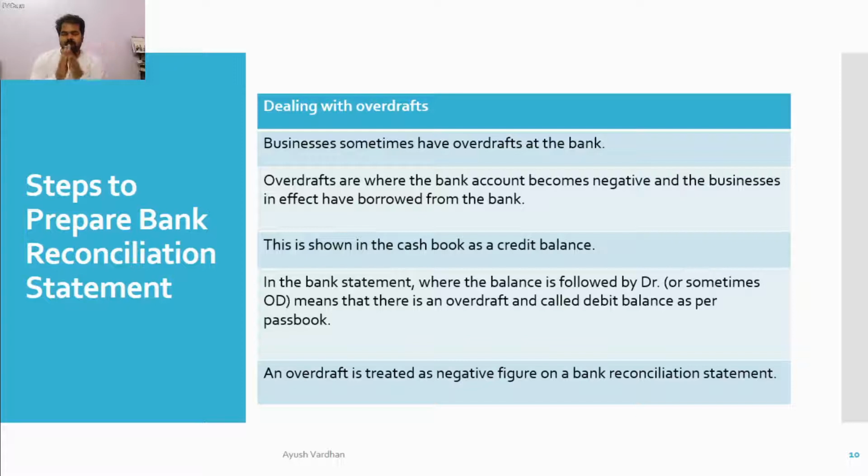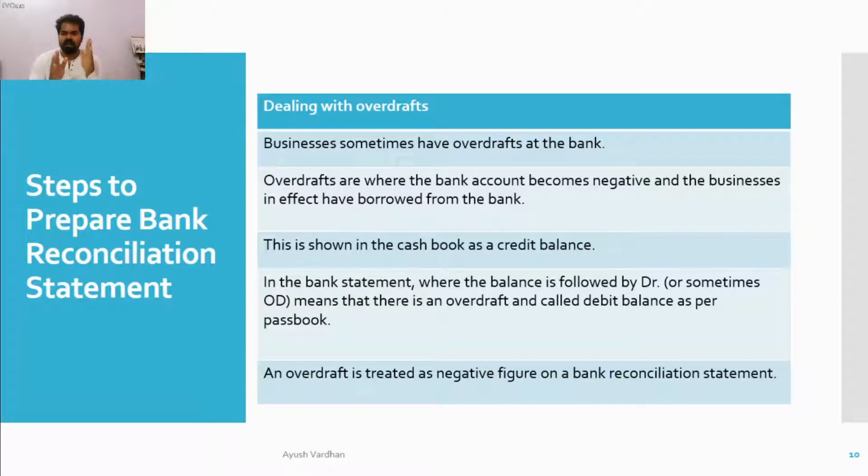In the bank account, an overdraft is generally shown as a credit account. Like 4 CR means you are owing 4 rupees to the bank. You are at negative 4 rupees. So after that, CR is mentioned. In the bank statement, it's not CR, it is DR that is mentioned. Like in the bank statement where it is written 4 DR.